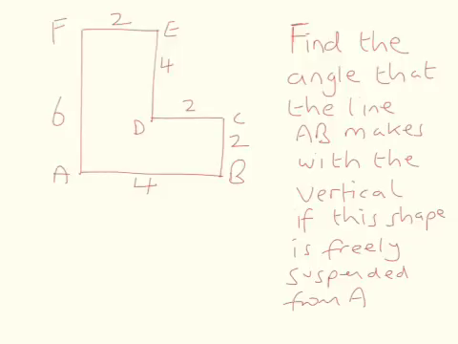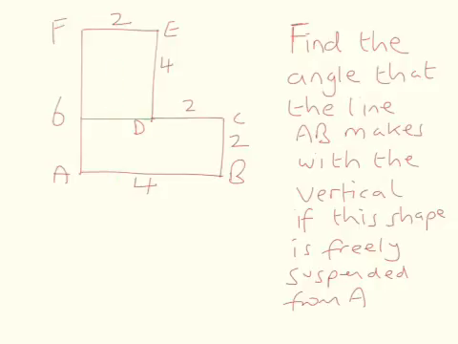Now to do this we need to split this L shape into two sections. I'm going to split it along here. So the centre of mass of this section here is clearly going to be at that point there, 2 along and 1 up. And the centre of mass of this rectangle is going to be here. That's 1 along, and it's going to be 4 up.